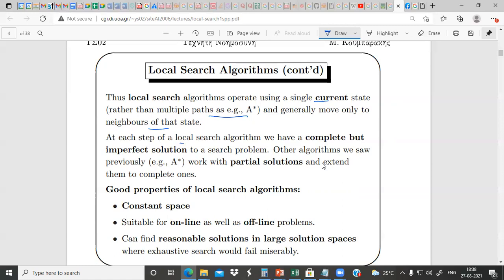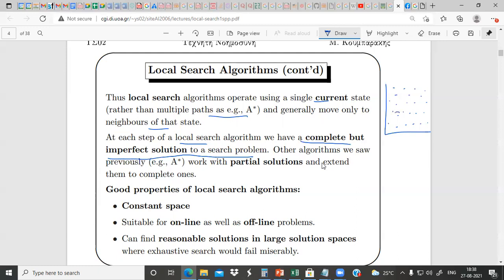At each step of the local search algorithm, see, this is interesting, we have a complete but imperfect solution to a search problem. What does it mean? Why do we call it a complete but imperfect solution? In the state space, we consider everything as a solution. The state space contains the set of possible states for the problem. So every state is treated as a solution.